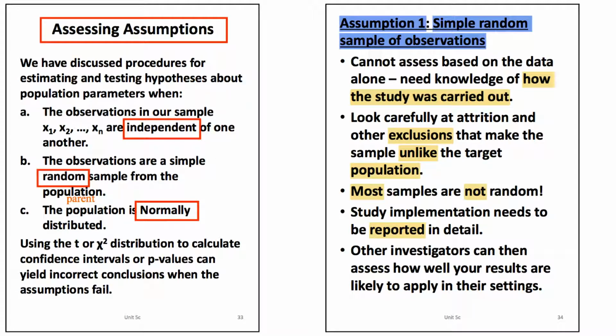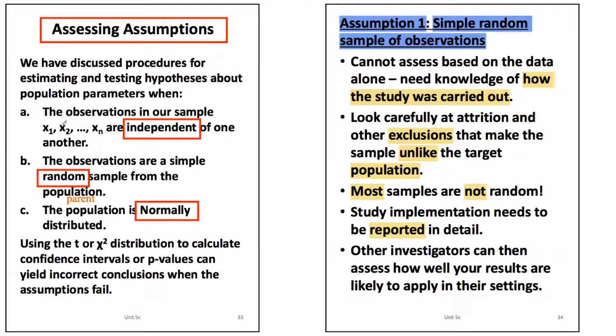So for assumptions, there are always 3 assumptions you are answering in the homework over and over again. We are discussing procedures for estimating and testing hypotheses about population parameters when there are 3 assumptions. The first: the observations in your sample x1, x2 to xn are independent of one another.